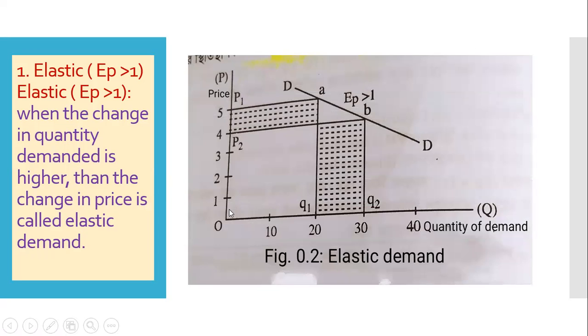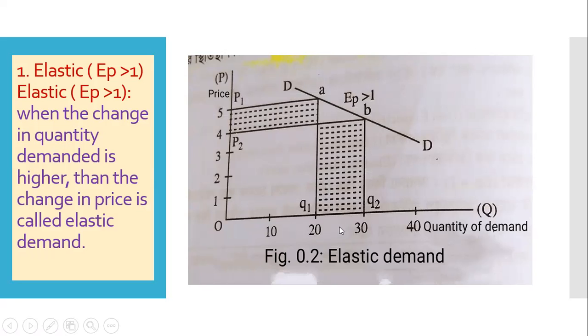On the vertical axis, price is measured. On the horizontal axis, quantity of demand is measured, and we see that here price changes from 4 to 5, and for that reason quantity of demand decreases from 30 to 20. And here, from the distance 4 to 5 and 20 to 30, if you notice carefully, the percentage can actually be seen from that distance. Here the percentage change of price is smaller than the percentage change of quantity demanded.